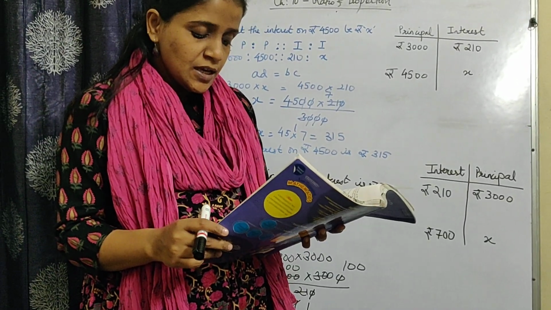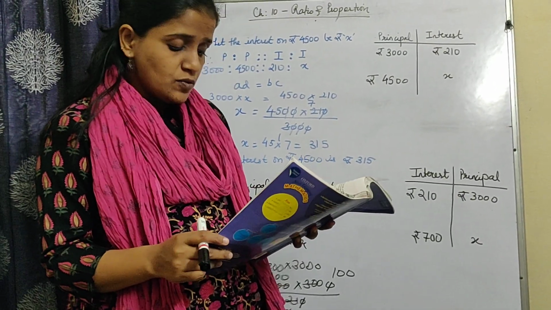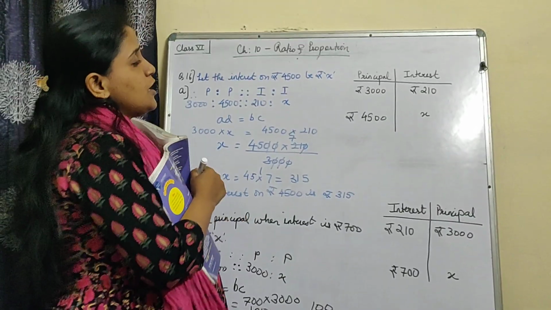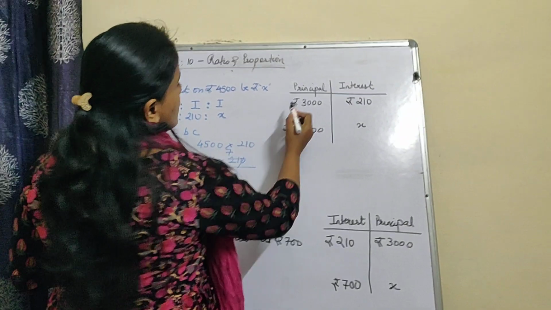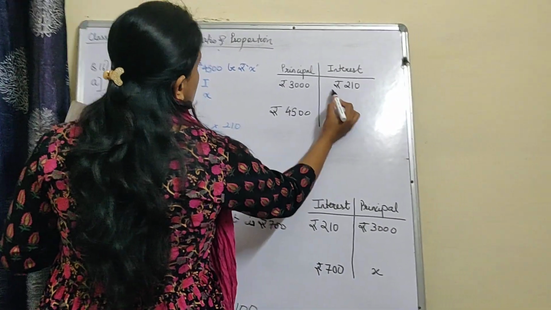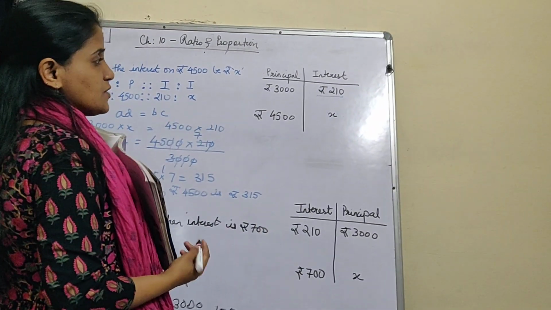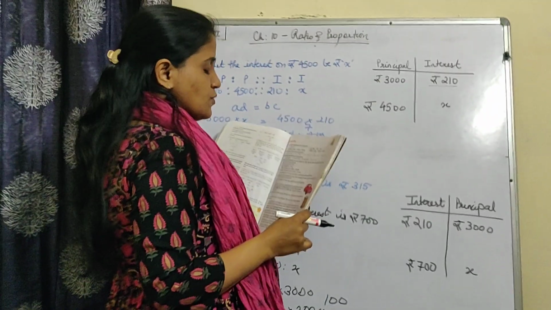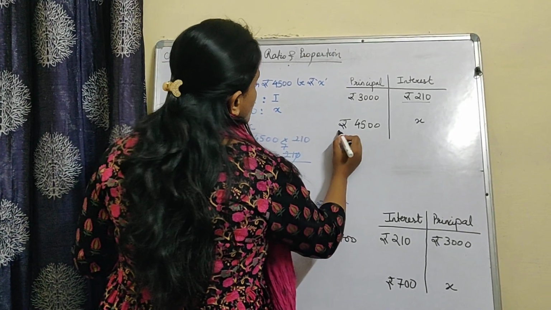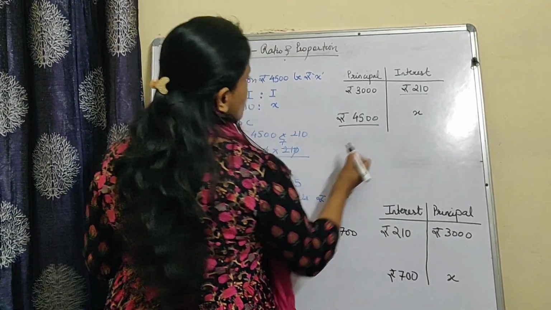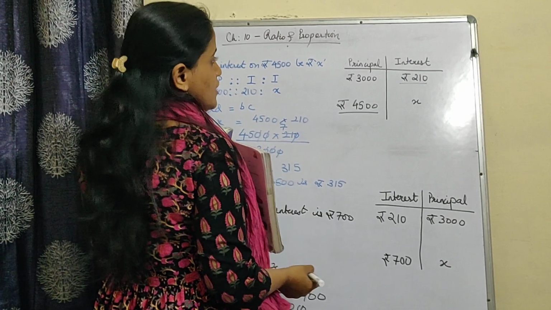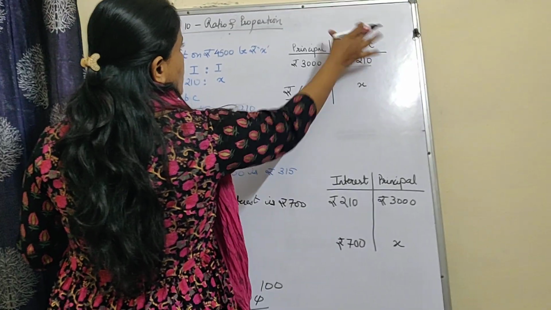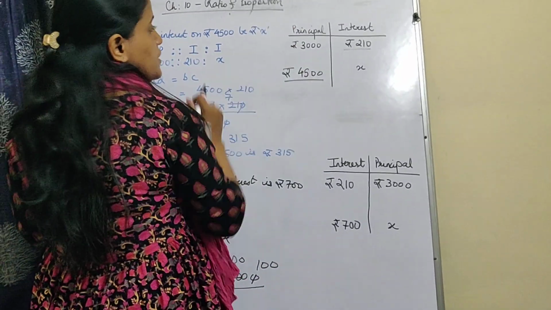The question goes like this. The interest on rupees 3000 for 1 year is rupees 210. So if we keep rupees 3000 in the bank for 1 year, you will get this much extra money. That is called interest. So what is the interest on rupees 4500 for a year? What will be the interest if we keep rupees 4500 in the bank for a year? So what is asked? Interest is asked. So interest will be the heading of the right hand side column, and here it will be principal.